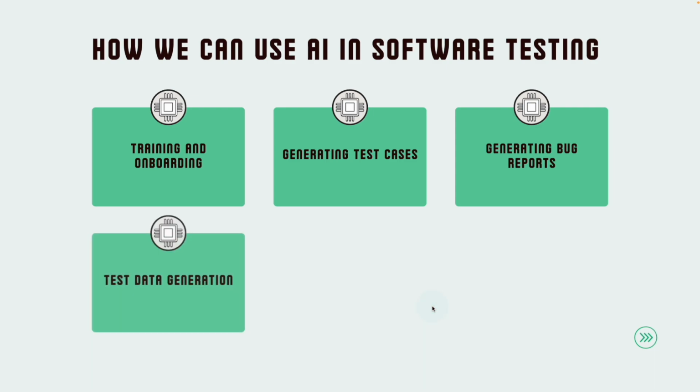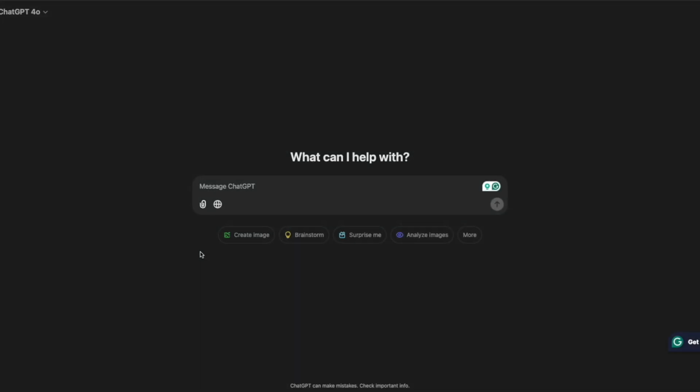Also, we'll take a look at test data generation. Test data that covers every possible input scenario can be challenging. ChatGPT can generate synthetic test data based on the specifications you provide, including edge cases. This is particularly useful for testing database applications, form validations, and handling various input formats.